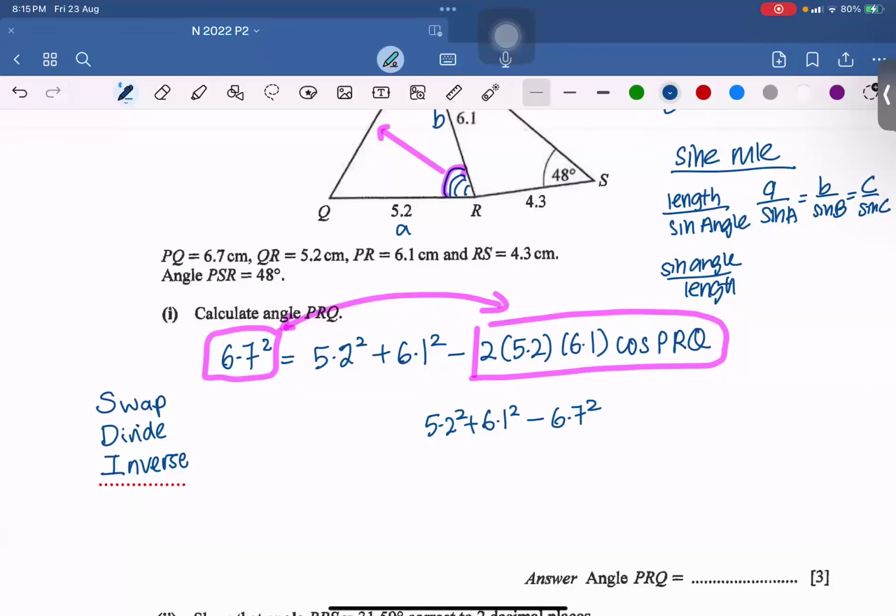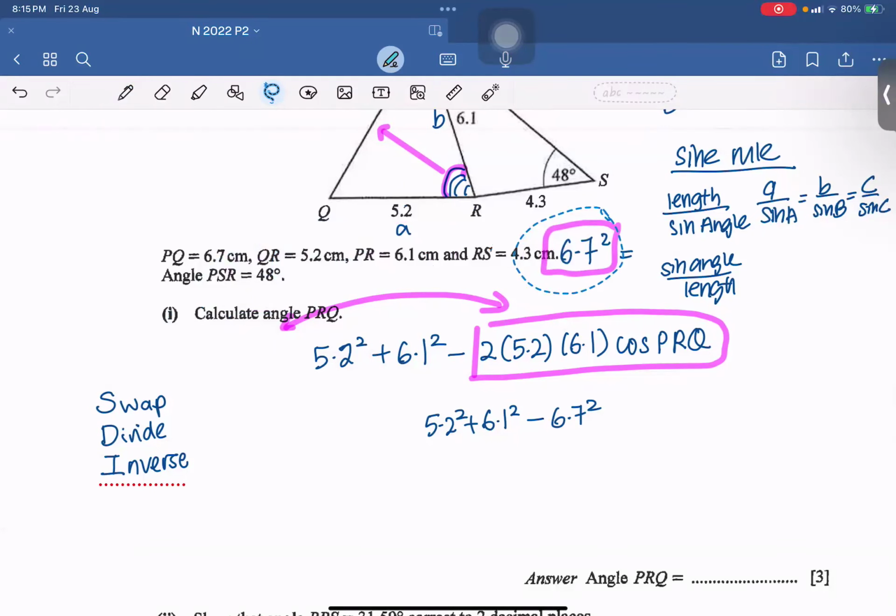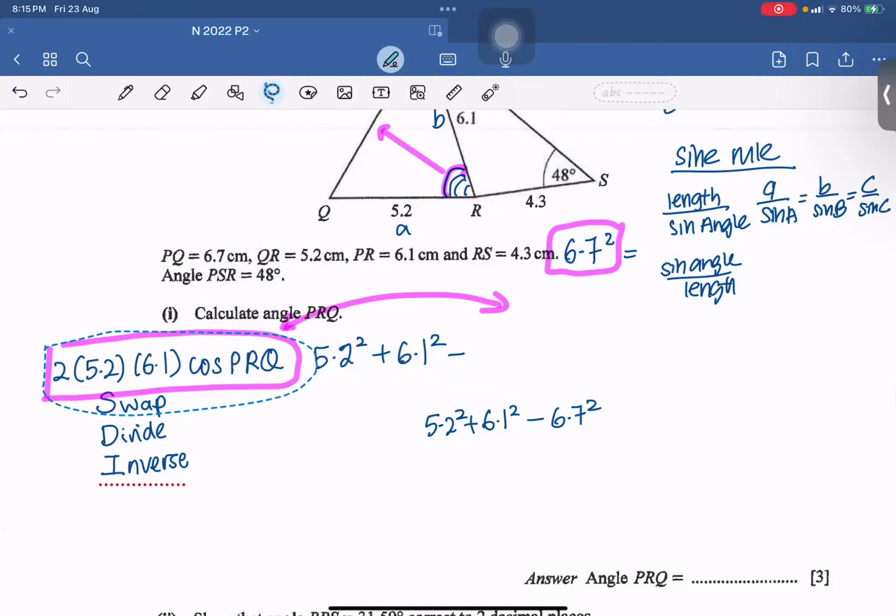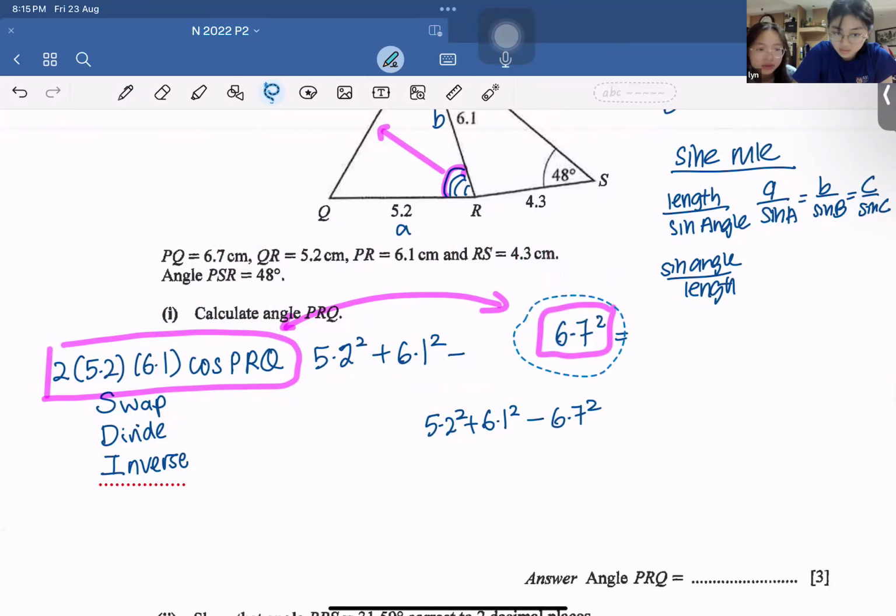Next, what is the portion? After I swap already, I'm going to physically do a swap. Okay, I'm going to do this. Wow, this is what I love about GoodNotes. Right, swap, like that.